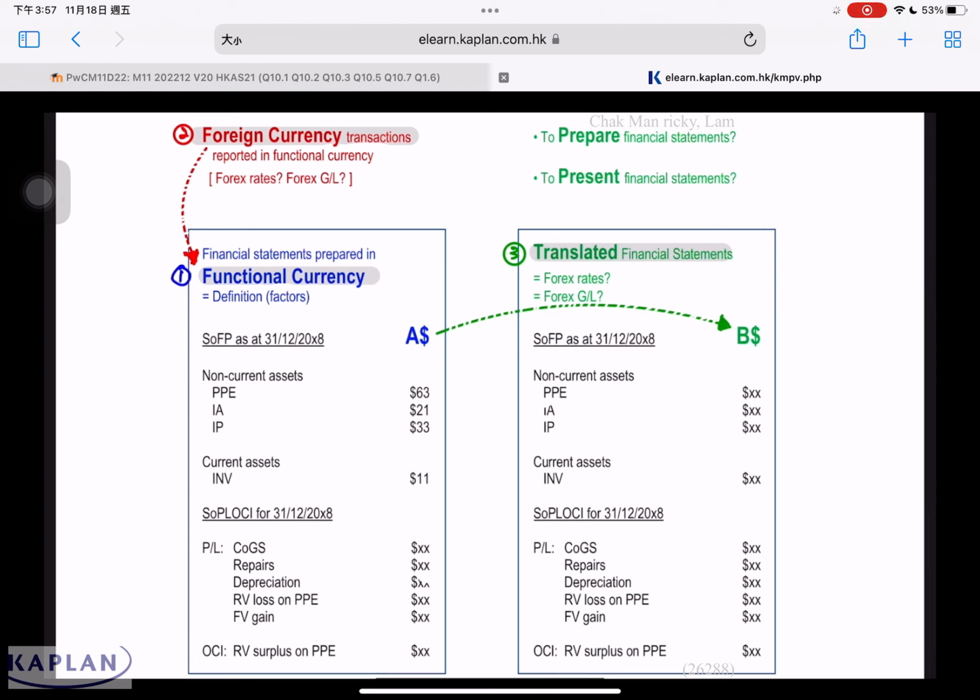There are three issues we're going to address here. The first issue, we have to consider what should be the functional currency of an entity. The second issue is how we account for foreign currency transactions. The third issue is translation of financial statements. There are two main things we consider: what exchange rate to use and how to account for forex differences. Refer to the notes on the next page.